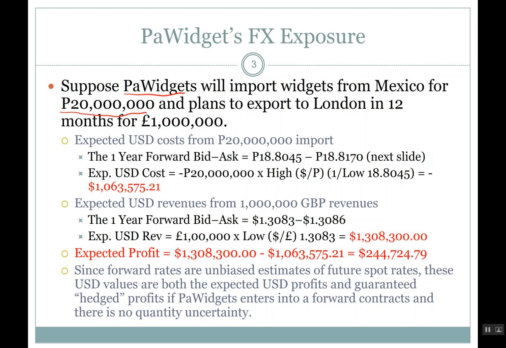So let's try to figure out what their dollar costs and revenue are, get their dollar profits, then talk about how they could hedge the receipt, hedge the purchase from Mexico and the delivery to pounds.